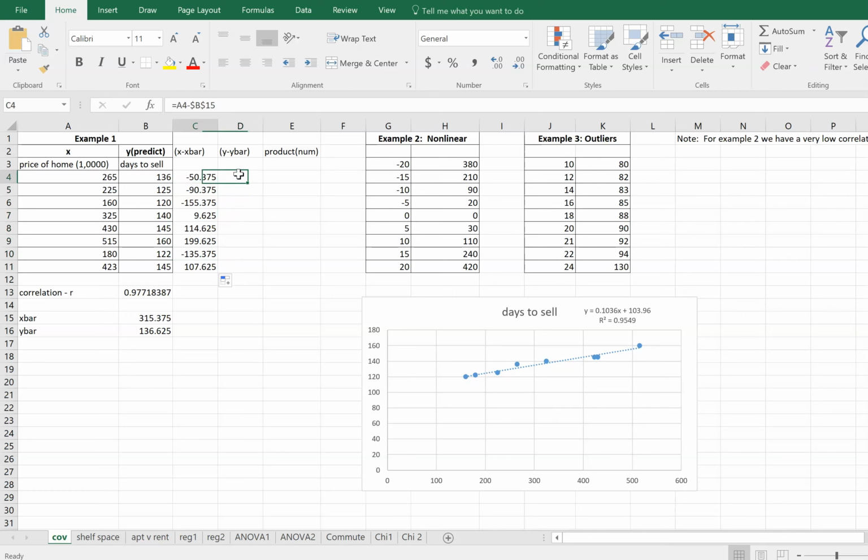So the first thing you've got to understand is that the numerator of correlation is the covariance. The covariance measures the strength of the relationship in the prediction. What do I mean by that? Well, it looks at each x value and how far each x value is away from x bar, and then each y value and how far each y value is away from y bar.